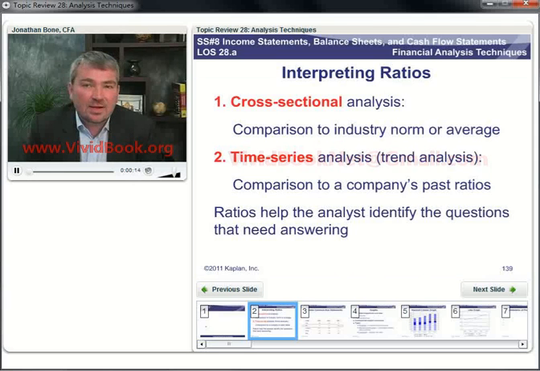So when we're looking at ratios, we can use cross-sectional analysis. In other words, comparing our company's ratios to other companies within the industry, or maybe industry norms or averages. Or we can use time series, where we can look at how our company's ratios change over time. Now remember, ratios don't answer questions, but typically they give the analyst information to ask the right questions, i.e. they identify the questions that the company needs to answer.